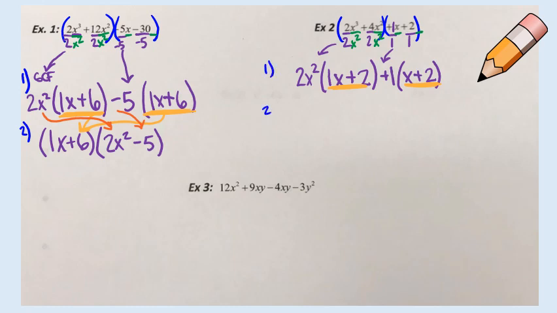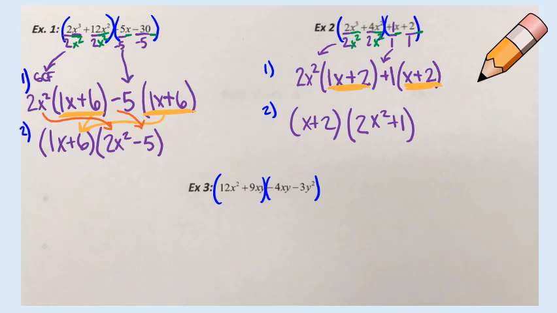So for step 2, I want to divide out that common factor. When I divide out my common factor of x plus 2, then what I have remaining, 2x squared plus 1, becomes my second factor. Let's take a look at one more example. Group the first two and the last two.